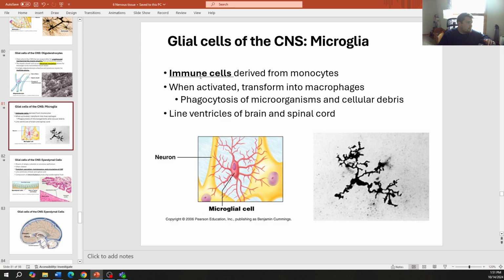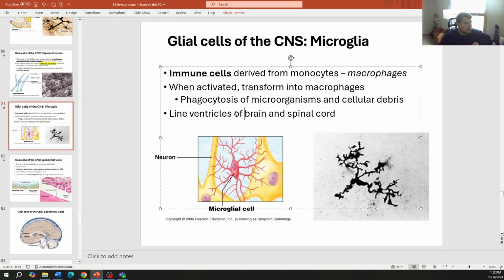Next, we have the microglia. These are our immune cells derived from monocytes. We talked about monocytes a couple of times. Remember, monocytes turn into the macrophages. So microglia are the macrophages of the central nervous system. Okay, if there are microorganisms, cellular debris, anything that's not supposed to be there, or not functioning properly, the microglia are going to come, munch it all down, digest it, and get rid of it.